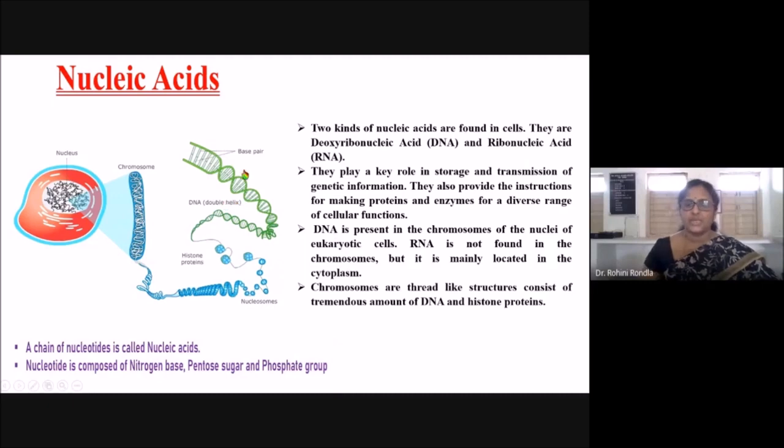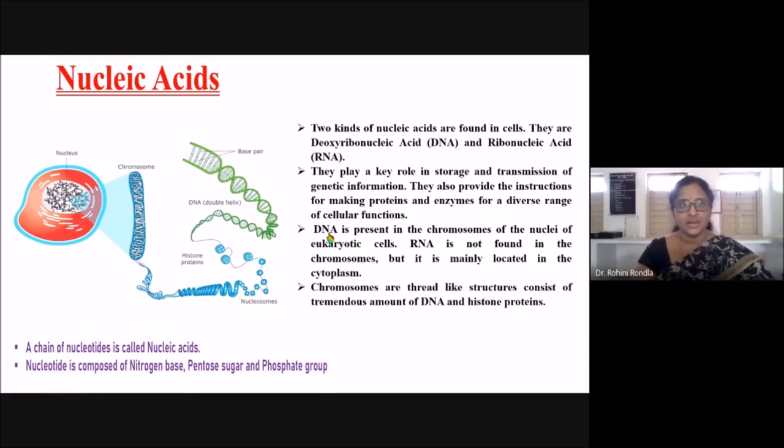So there are two types of nucleic acids in the human cells, DNA and RNA. What is DNA? Deoxyribonucleic acid. RNA is ribonucleic acid. What is the role of these nucleic acids? They play a main role in storage and transmission of genetic information, and they also give some instructions for making proteins and enzymes for various cellular functions. And DNA is present in the chromosomes. RNA is present in the cytoplasm of the cell. This is the very brief introduction about DNA and RNA.